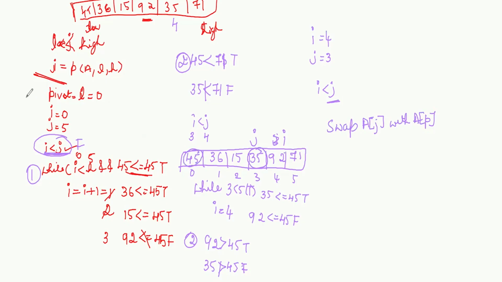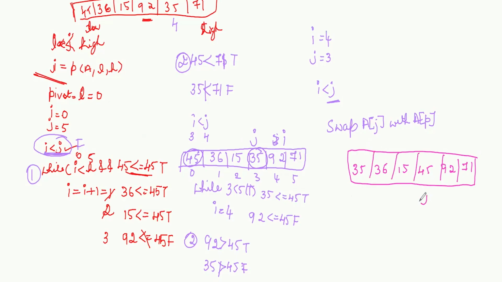So when I do that, this is my new array: 35, 36, 15, 45, 92, and 71. Now this is my new array, as you can see. And where is my jth position? This is my j. Now, once we complete the algorithm, we are going to return j.